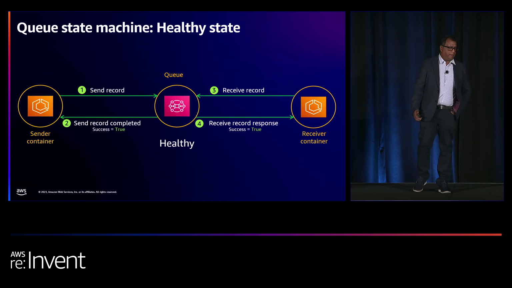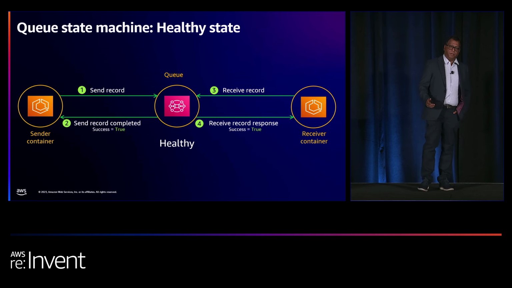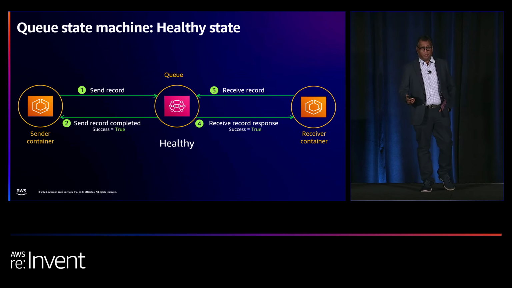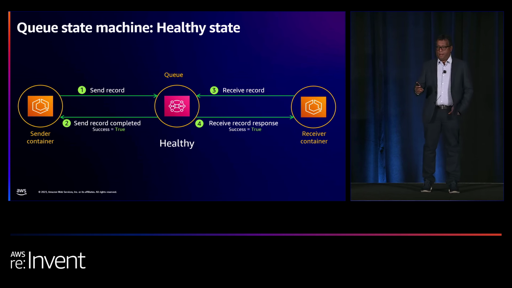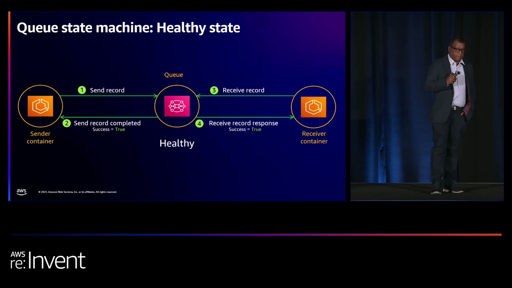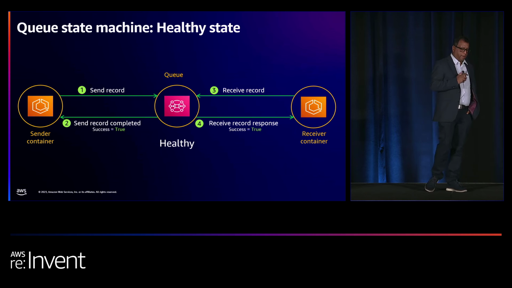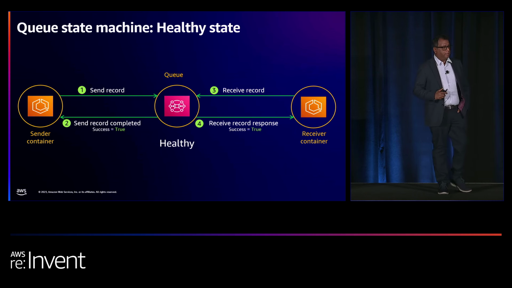Now let us design a state machine for a queue. As it is a state machine, let us assume a queue has 2 states, a healthy state and a failed state. In a healthy state, a queue allows a sender to pass a send record event with a record as payload. And the queue, upon successfully processing the record, passes a send record completed event back to the sender with the success status set as true.